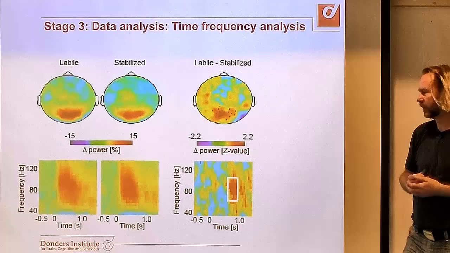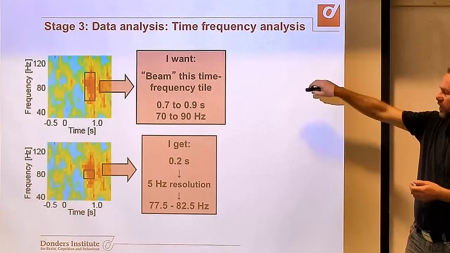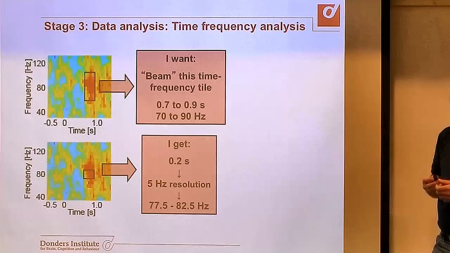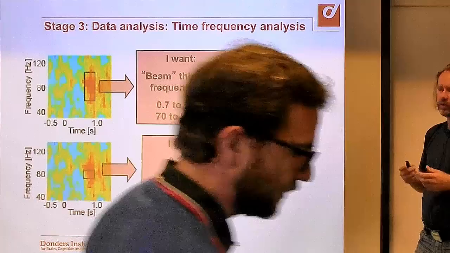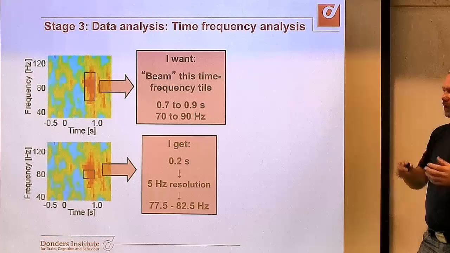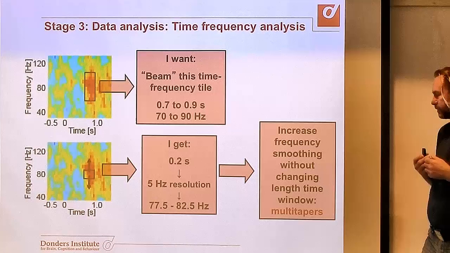So that's what we then do, we beam this time frequency tile. Again, we look at the data. We see that the time window is about 200 milliseconds, and the spectral width of the effect is about 20 hertz. So we take a 0.2 second time window. That gives us an intrinsic resolution of 5 hertz, since 1 divided by 0.2 is 5. But we want a frequency window that is 20 hertz wide. So rather than estimating this directly, we're using spectral smoothing. And that's where the multi-tapering comes in, which I explained yesterday. So we use multiple tapers to get the activity in this time frequency window.